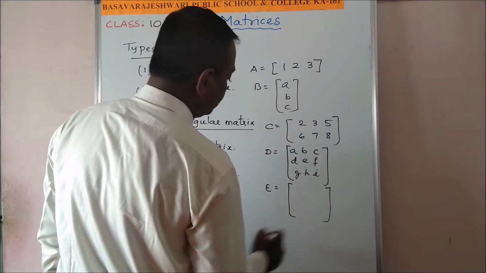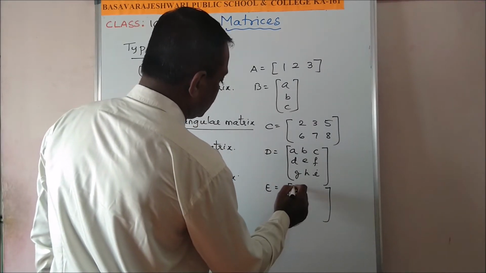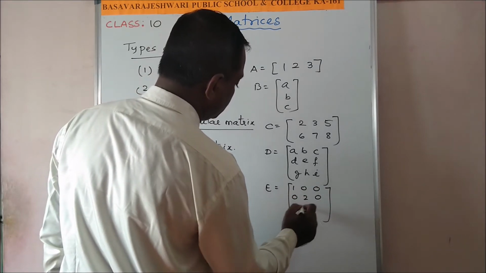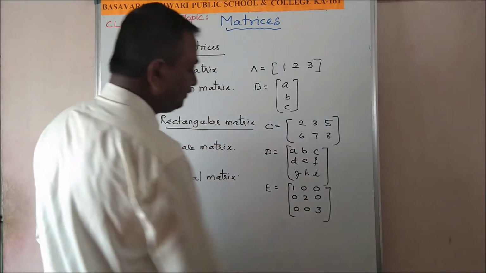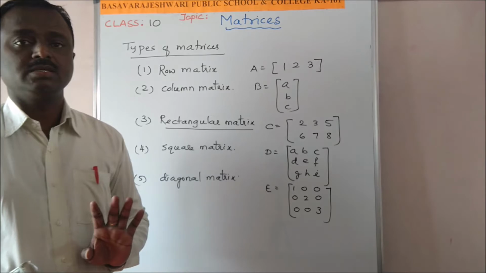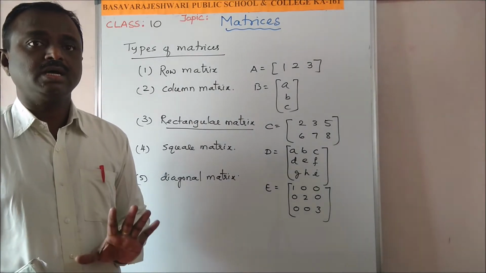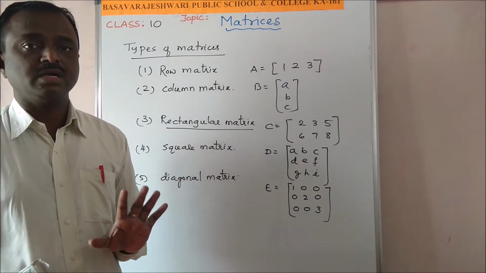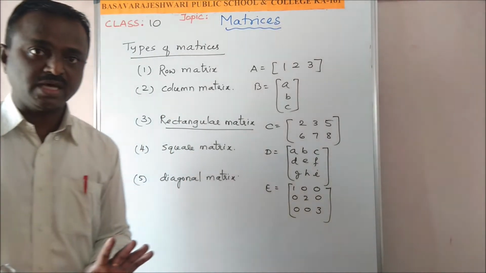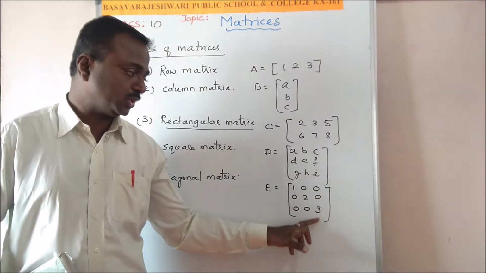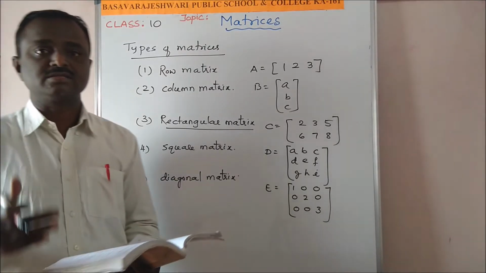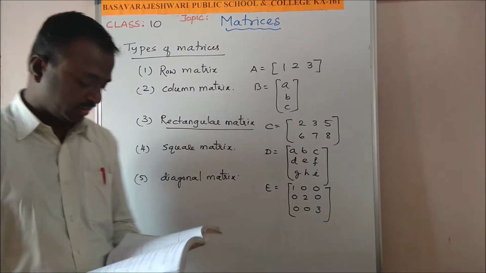For example, 1, 0, 0, 0, 2, 0, 0, 0, 3. It is also a square matrix, but except for the diagonal elements, other elements are 0. See, here 1, 2, 3 are the diagonal elements and the remaining elements will be 0. Such a type of matrix is called a diagonal matrix.